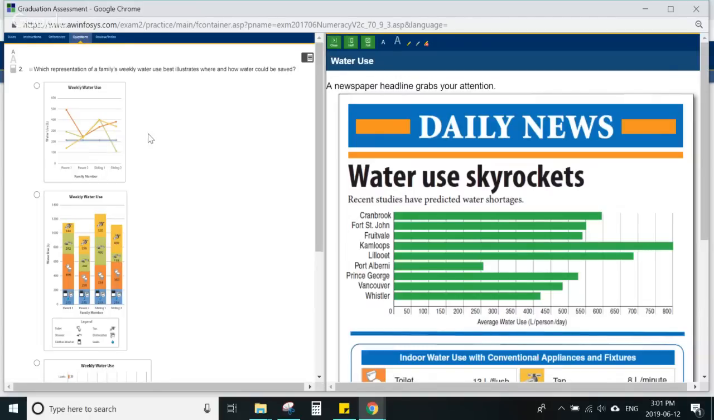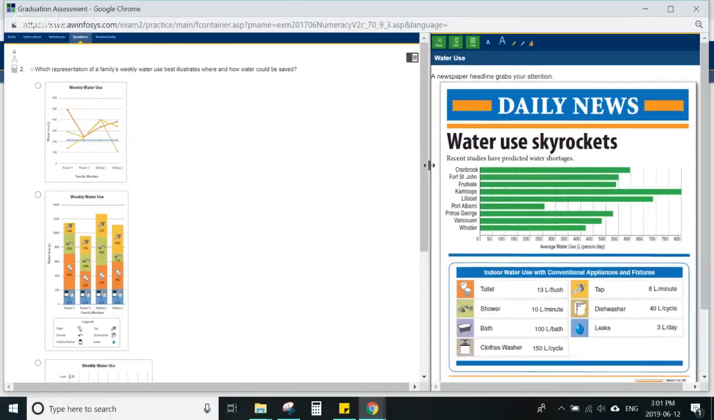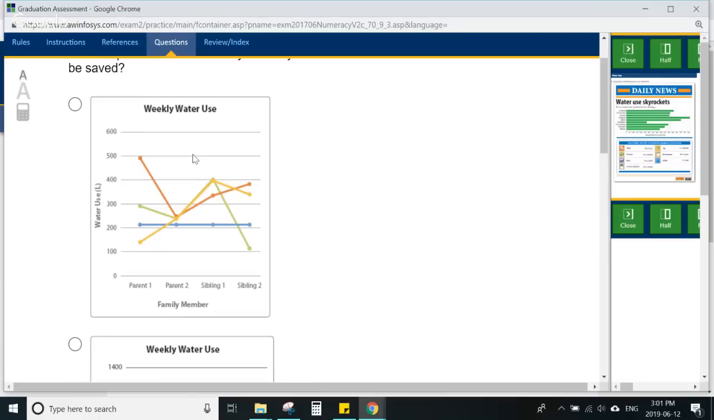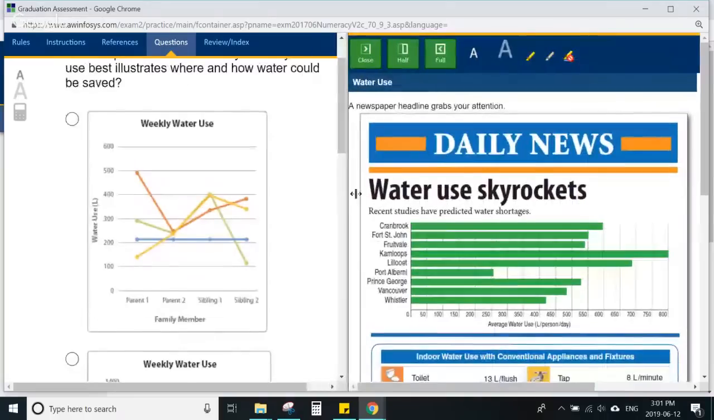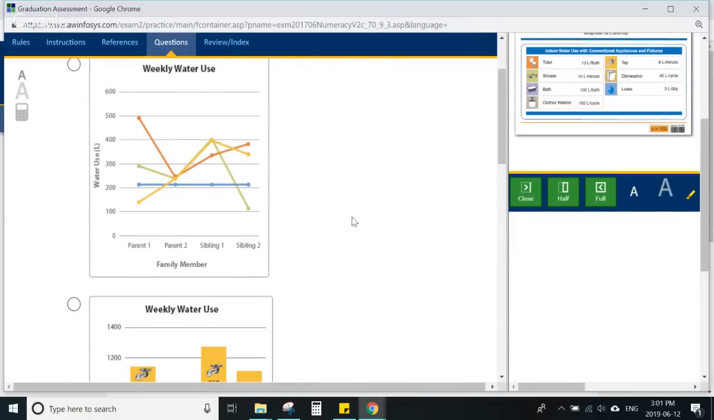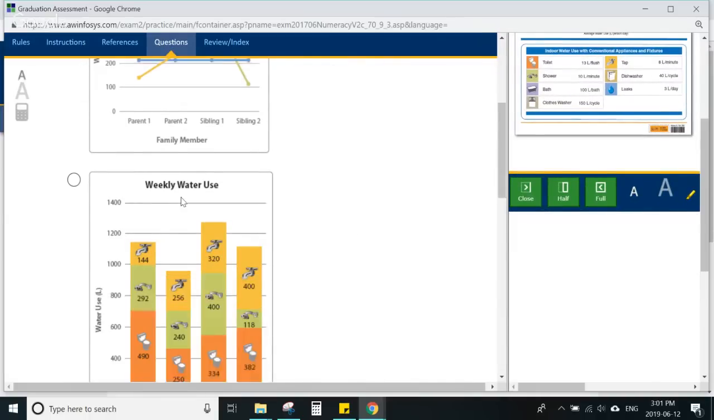Which representation of a family's weekly water use best illustrates where and how water could be saved? Well, let's take a look at these graphs. I'm going to make them a little bigger here. We don't really need the article for this section. This graph shows weekly water use for the different parents. The colors, we aren't really sure which color matches which. We could look back over to our article and take a look at these colors, but I would say it's not the best graph because it's somewhat confusing, and what do the colors mean?